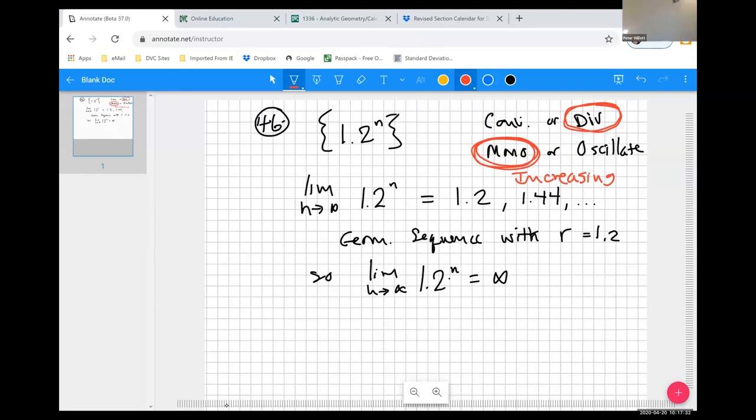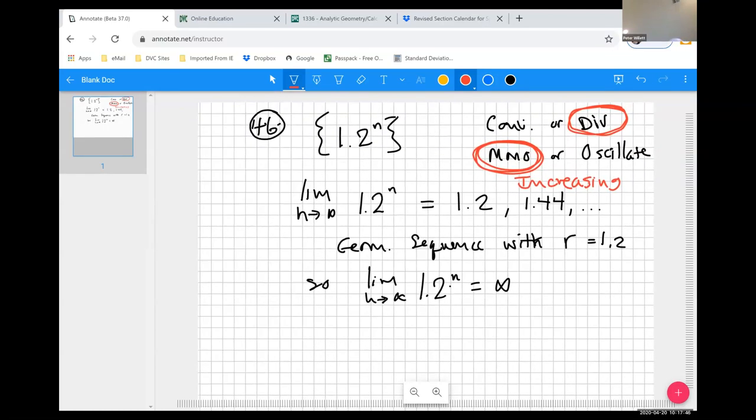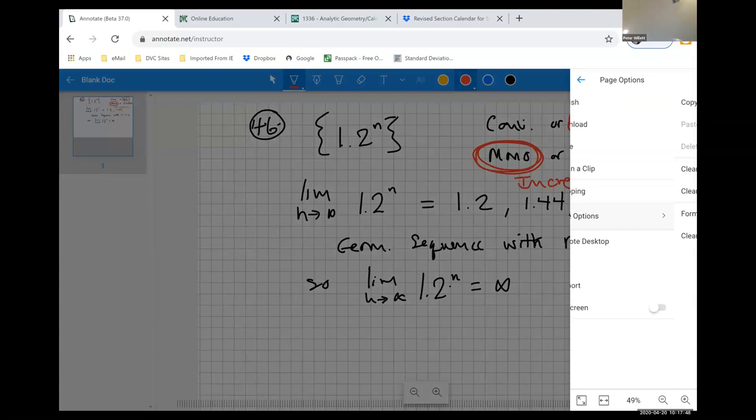Okay, great question. Other questions, comments, discussions about any of these examples from 8.2? Okay, so 2 out of 6 done for chapter 8. Let's keep going.